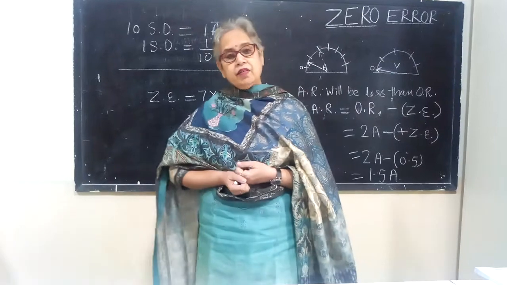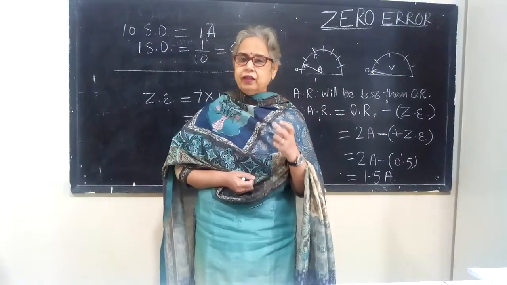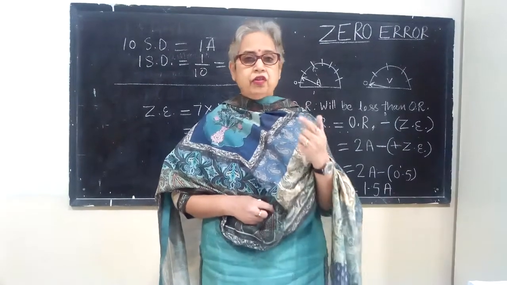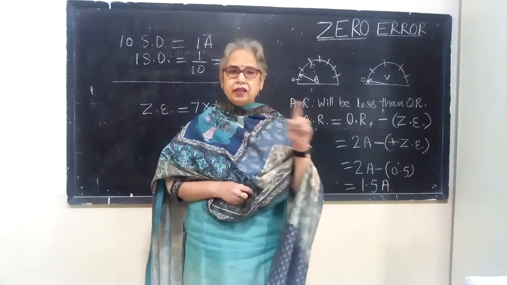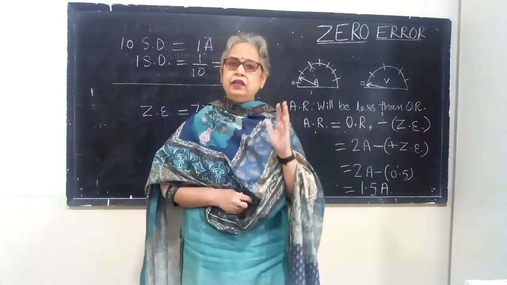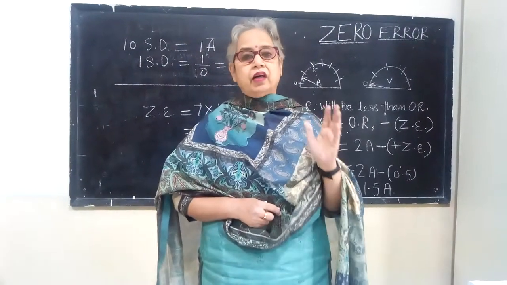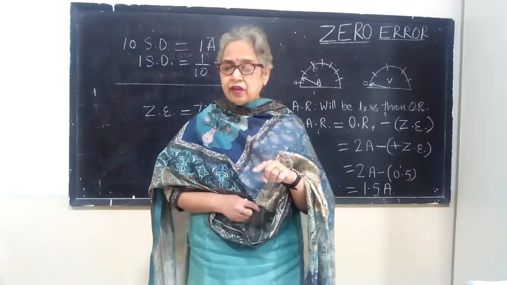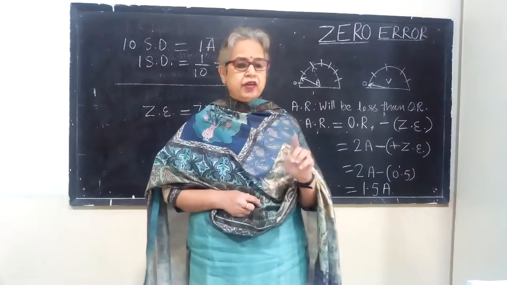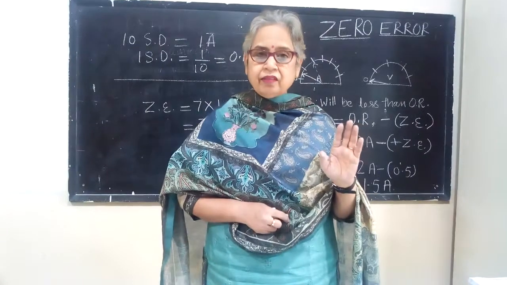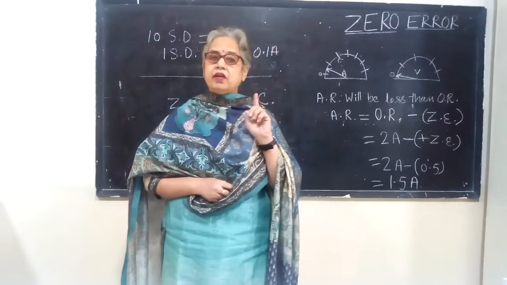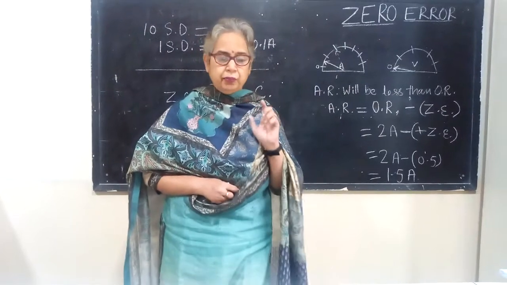Because students, if there is an error in the scale, then the reading, the observation you are recording is not the correct one. The observed reading is not the actual reading of the current if the ammeter is having zero error, and the actual reading of potential difference is not the exact voltage or potential difference if there is a zero error in the voltmeter.